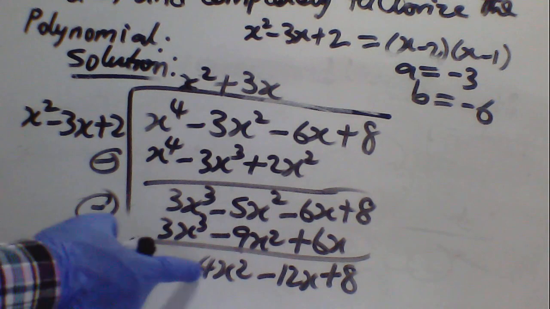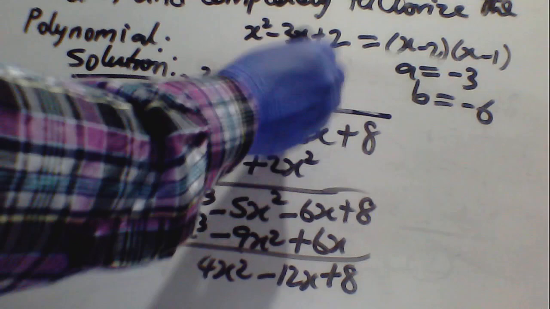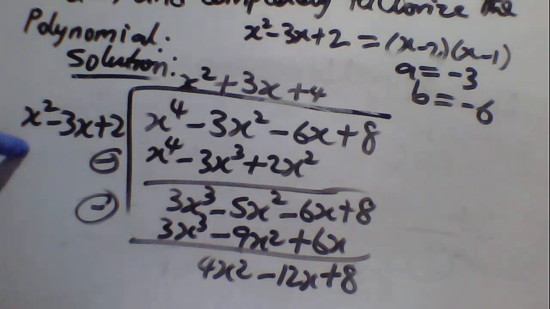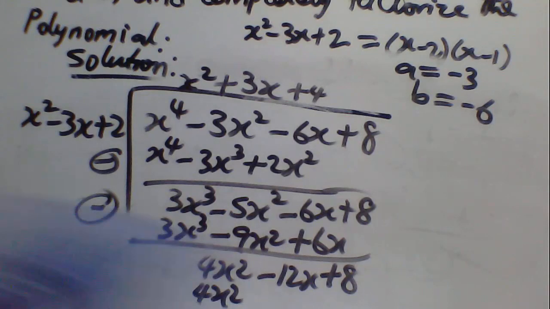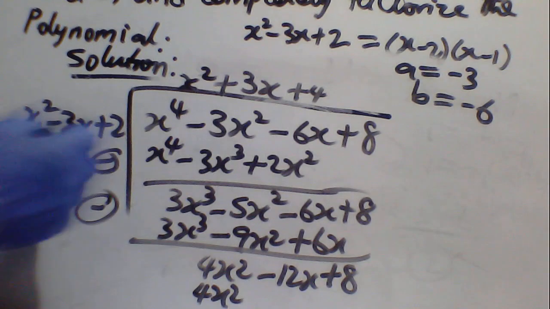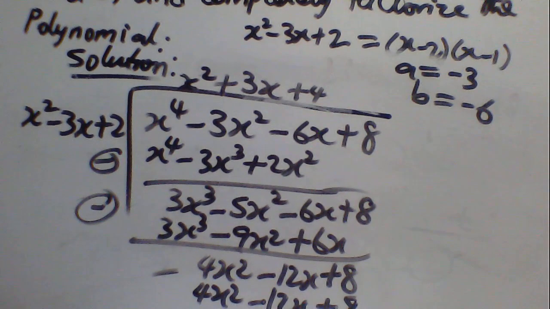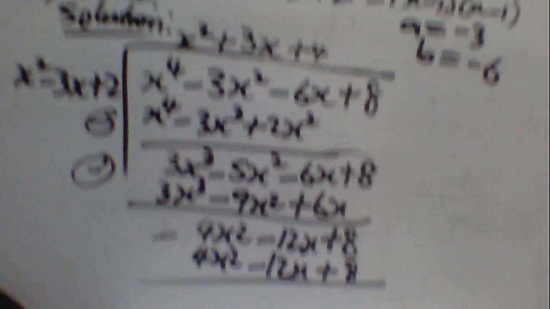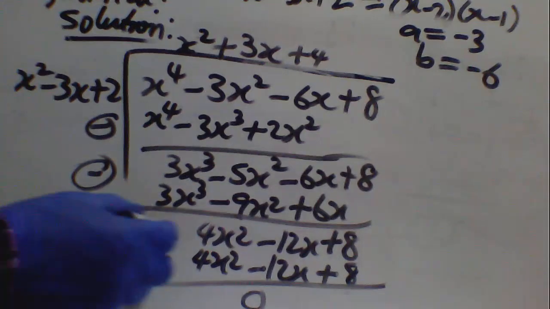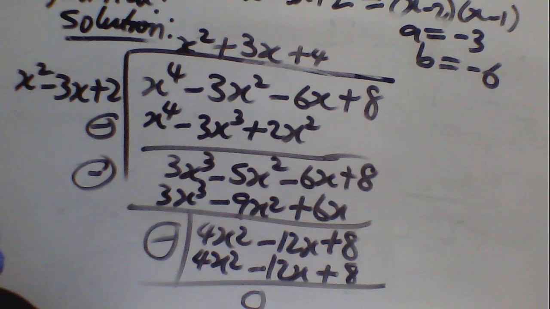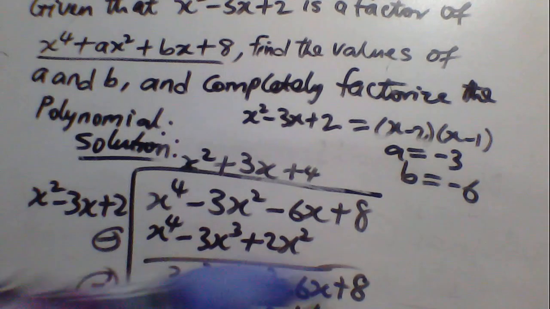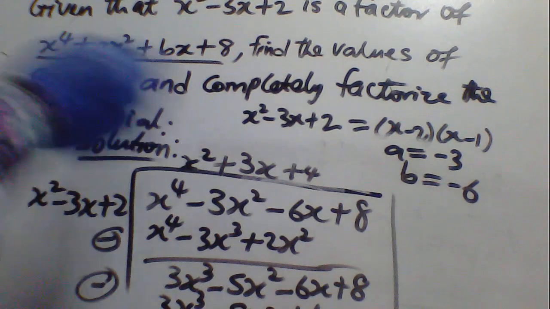So the next is to divide. 4x squared divided by x squared will give us plus 4. Plus 4 times x squared will give us 4x squared. So plus 4 times minus 3x will give us minus 12x. And lastly, plus 8. So when you subtract, the whole thing comes to 0. If you do the subtraction, everything will be 0. So now you have gotten another factor. So you have completely factorized this expression.